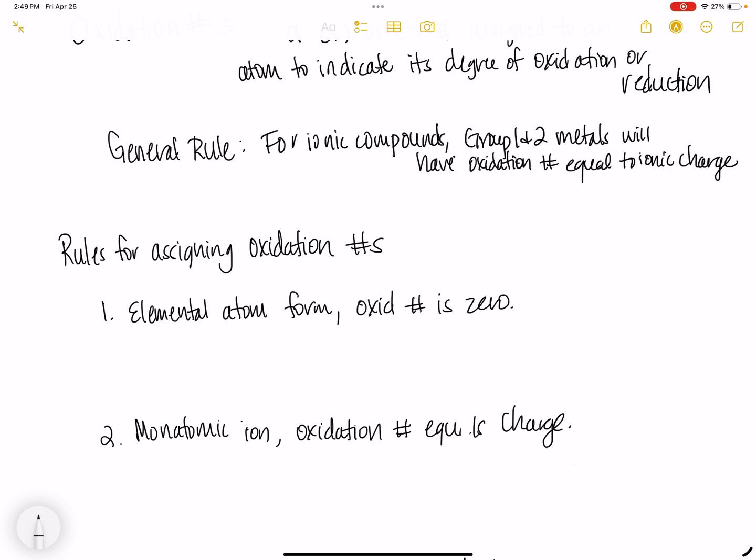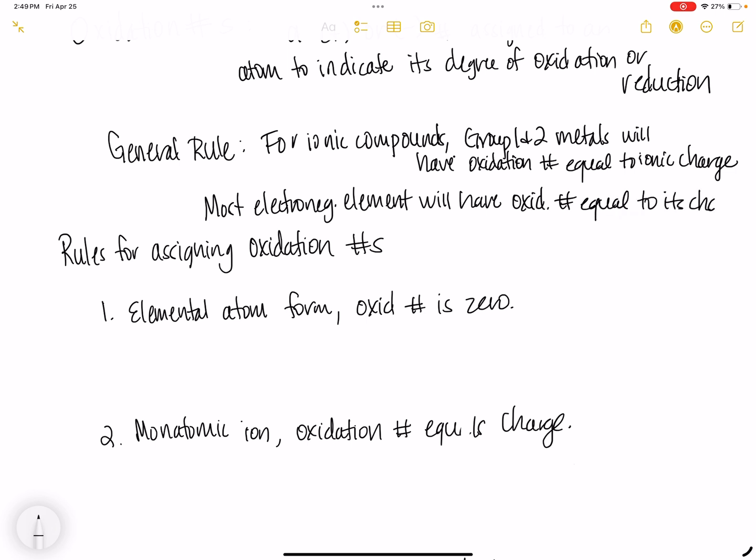And then the second rule is that the most electronegative element will have the oxidation number equal to its charge. And so I will explain all of this because right now I know it doesn't make a whole lot of sense after we go through these other examples.